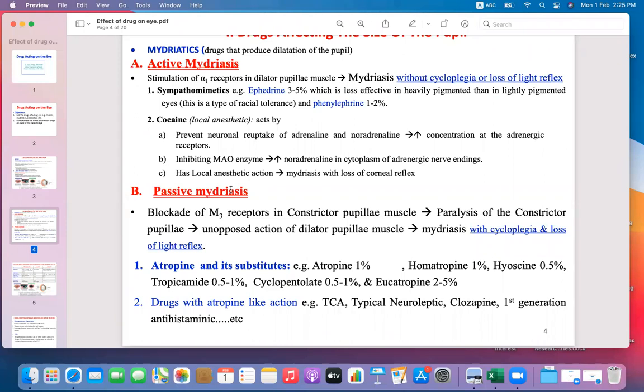Active mydriasis is caused by sympathomimetics, ephedrine, phenylephrine, and cocaine, while passive mydriasis is caused by atropine and its derivatives. Active mydriasis is by stimulation of the alpha 1 receptor, while passive mydriasis is with blockage of the muscarinic 3 receptor in the constrictor pupillae. Active mydriasis is without cycloplegia or loss of light reflex, and passive mydriasis is with cycloplegia and loss of light reflex.